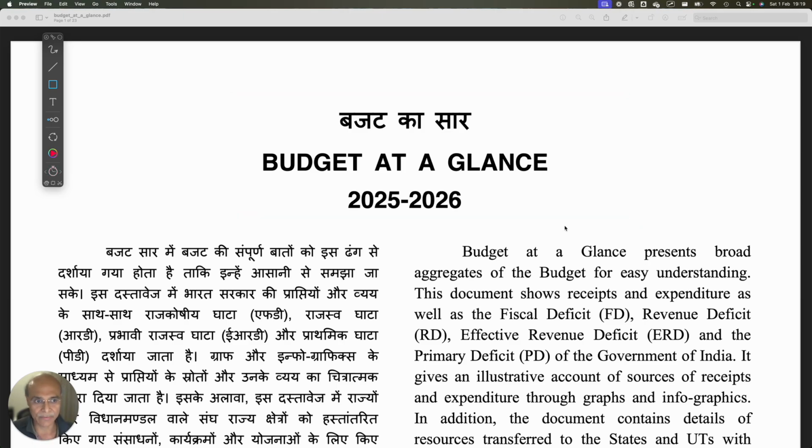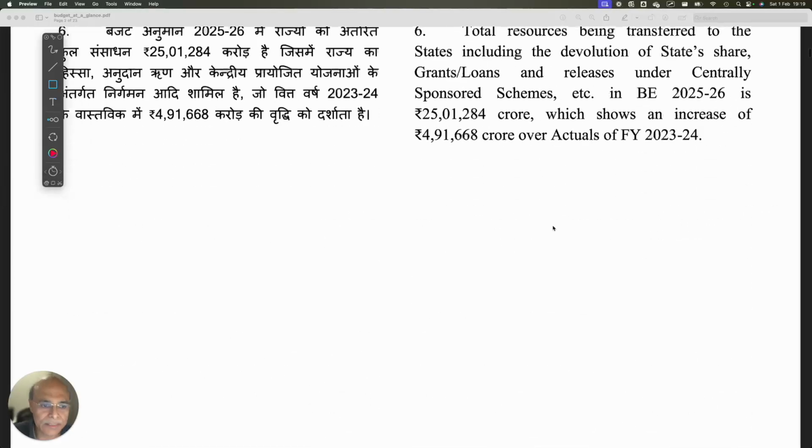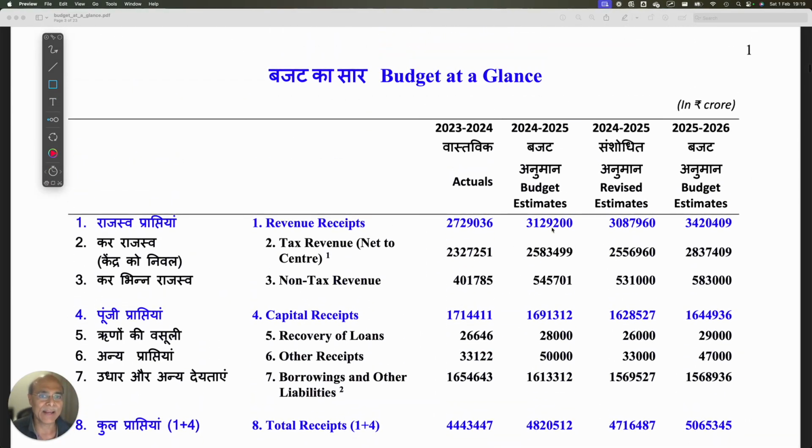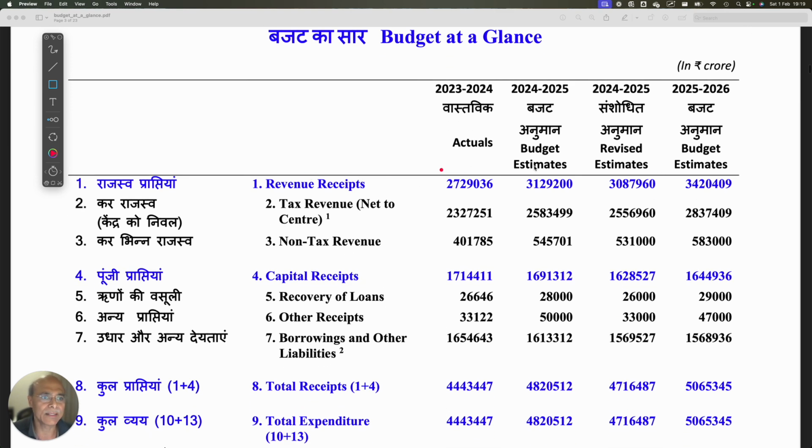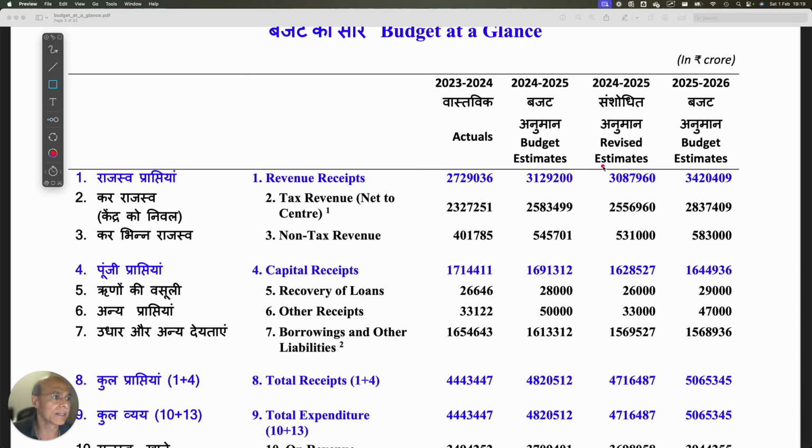The budget document came out after the budget was announced, that of 2025-26. If you look at the budget summary at a glance, you will notice that they have captured all the numbers right at the face of this document. The total revenue receipt numbers have slightly increased, and the tax revenue part has increased from the revised estimate of 25.56 lakh crores to 28.37 lakh crores. And the non-tax part, whose revised estimate was 5.31 lakh crores, has increased to 5.83 lakh crores, right? These together form 32.2 lakh crores.